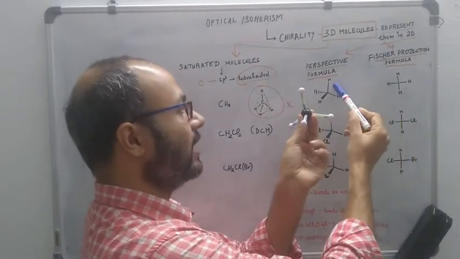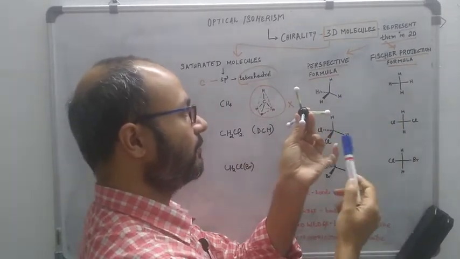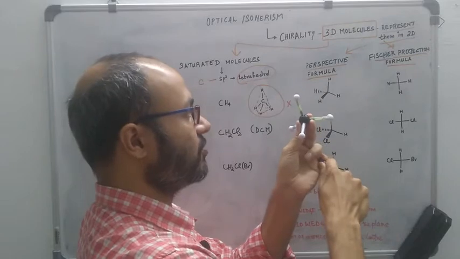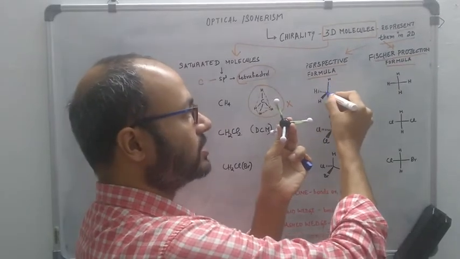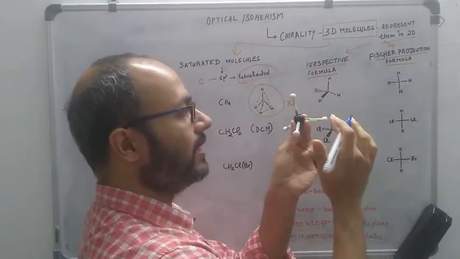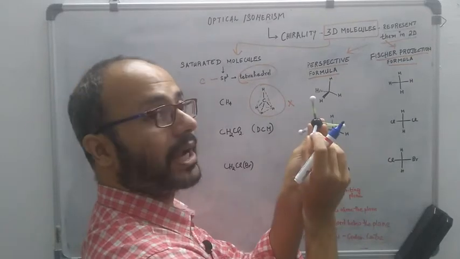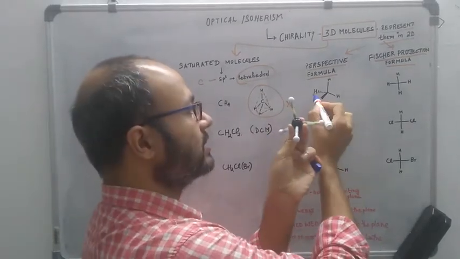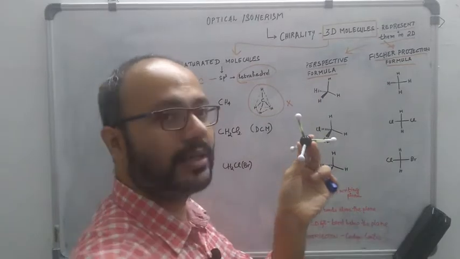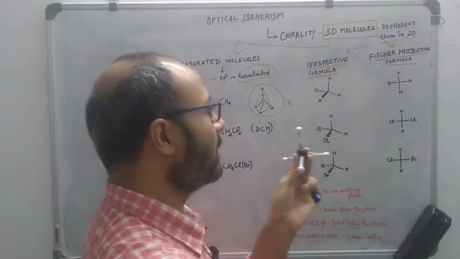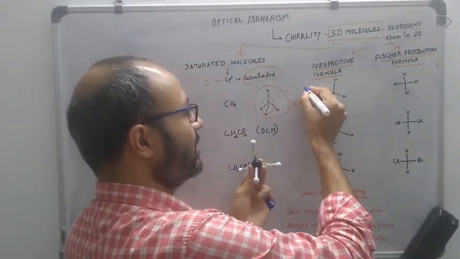So that is why I drew a perspective formula in which I have drawn two hydrogens on the writing plane, and one hydrogen is coming out and one hydrogen is going down. I represent it with a dash mark. The same thing I can represent in another fashion.